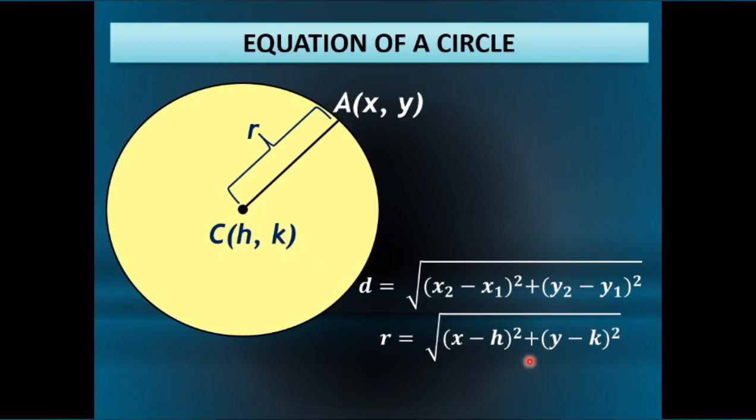Squaring both sides of the equation will form the square of x minus h plus the square of y minus k equals r squared. And this is basically our standard form of the equation of the circle, also called the center-radius form of the equation of the circle.